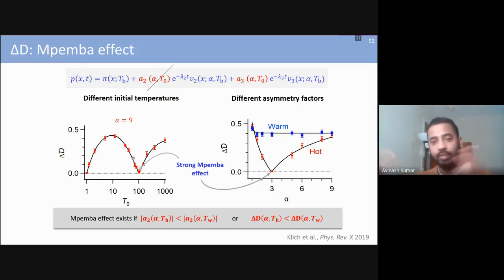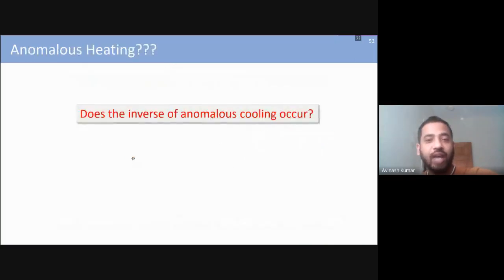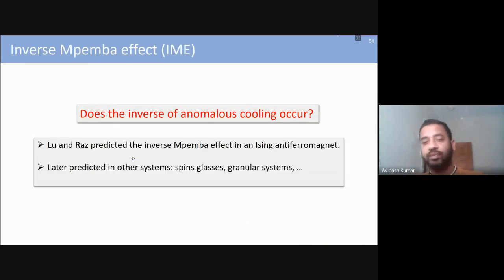Having developed the picture of this Mpemba effect in terms of equilibration time and delta D values, a simple question that you may ask is, well, you understand this effect so much, then can you predict the inverse of this effect? Like, when you start from a cold system and a warm system and you heat them up, does the cold system take a smaller amount of time to become hot? To answer that question, I would partially say that this is actually predicted in Ising antiferromagnets. It's been predicted only; there is no experimental evidence. Later on, this effect was also predicted in other systems, for example spin glasses and granular systems. So this motivated us to consider this effect in our colloidal system.